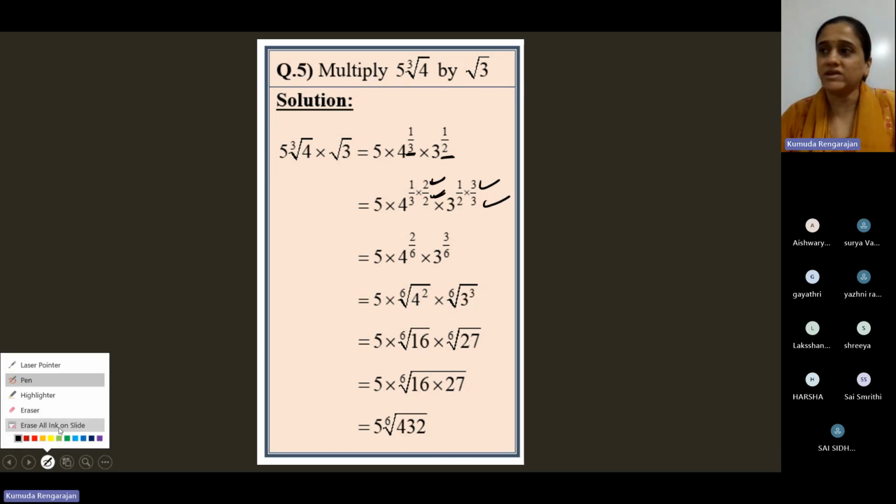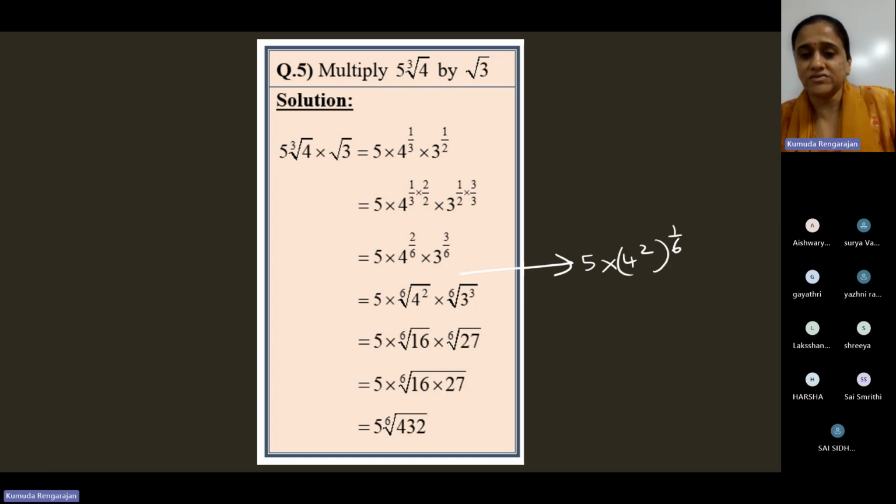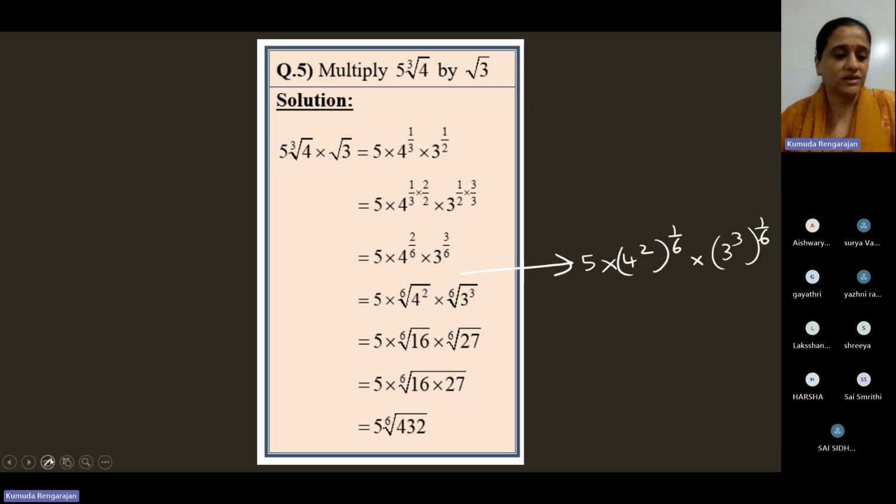Okay, so we are writing equivalent fractions. So 5 into 1 into 2 is 2, 3 to the 6. 1 3s are 3, 2 3s are 6. So now we have 2 by 6 and 3 by 6. Now I can just add one more step. So this is 5 into 4 square, the whole power 1 by 6, into 3 cubed, the whole power 1 by 6. You can just insert this step.